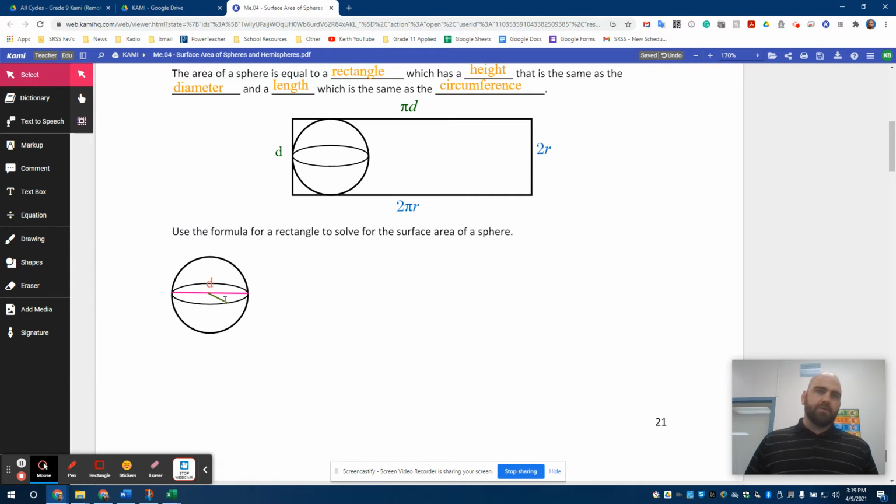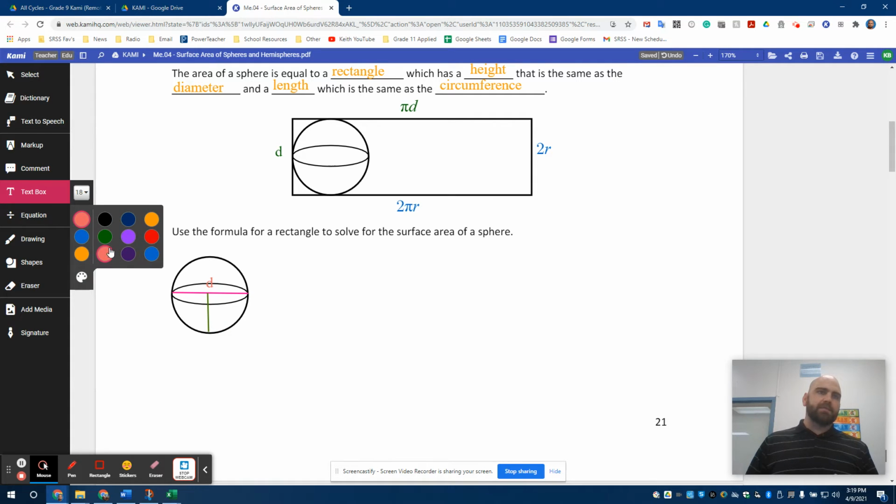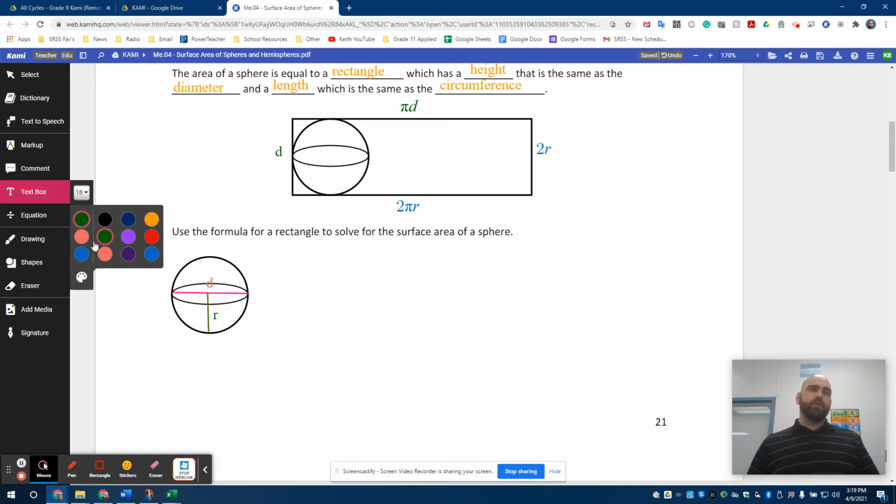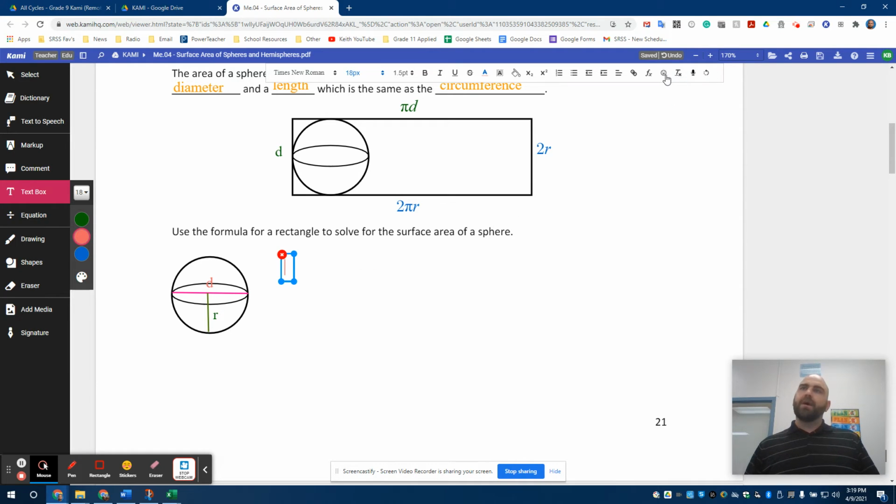You know what, let's actually do it down here. Okay, it's halfway, so that would be our radius. Goes from the center to the outside. There we go. So we could have diameter or radius. Either or, and we can actually solve for our surface area using either one.